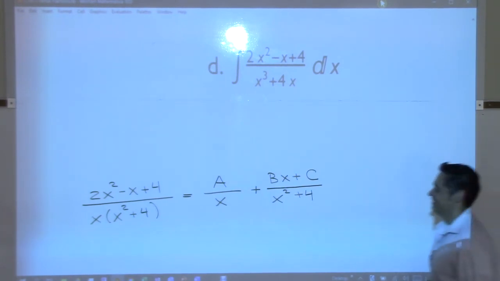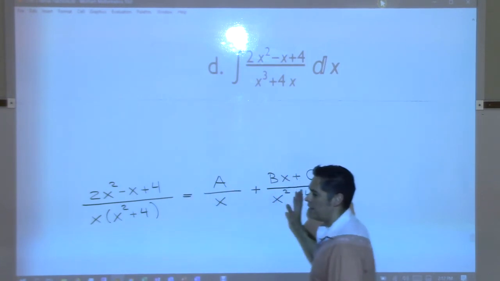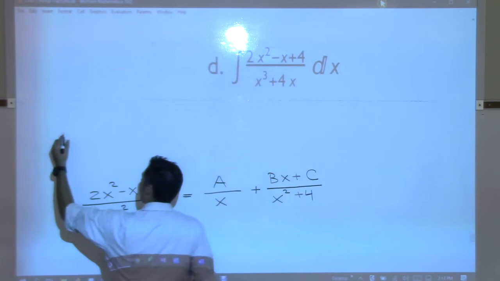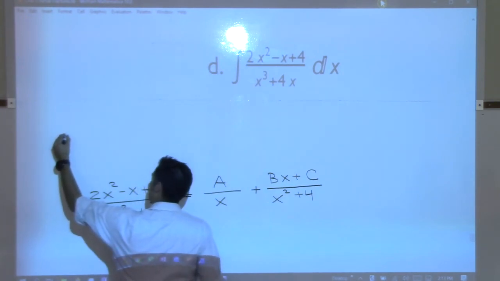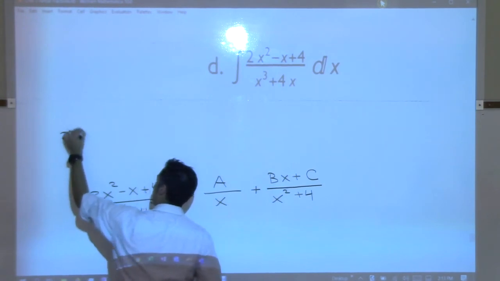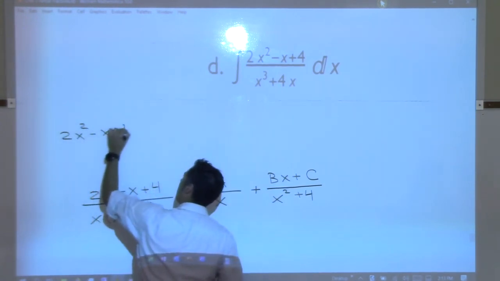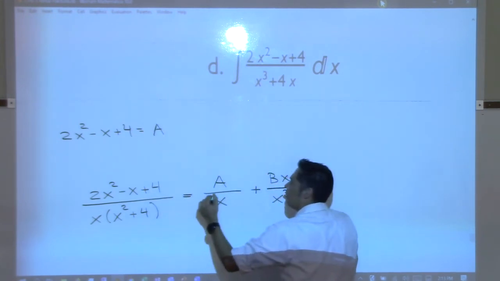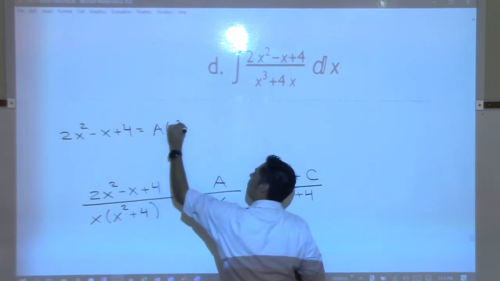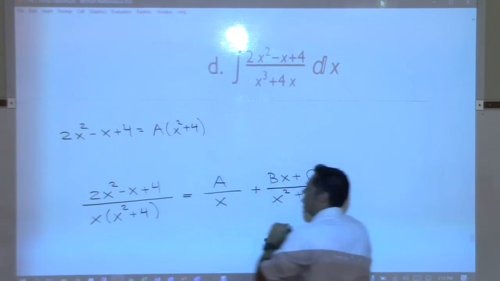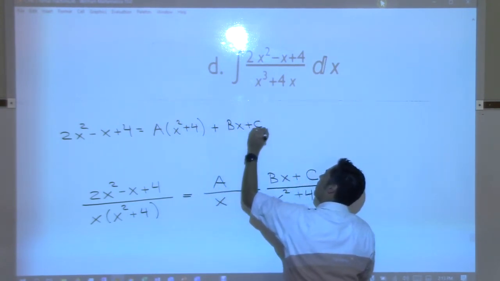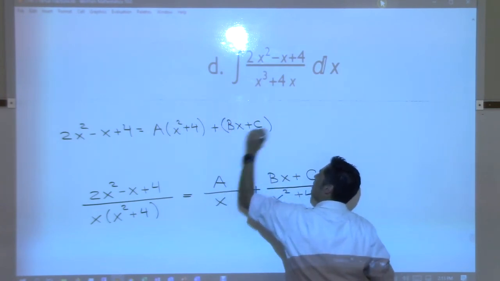No. Okay, so are you comfortable with the next line, G? Yes. Okay, so what do we got? We're going to clear out all the fractions. So, A times x. Okay, you're ahead of me. Hold on. So the left side is just the numerator, right? Yes. And then the right side is A times x squared plus 4, and then (Bx plus C) times x. I need to put that in parentheses, don't I?